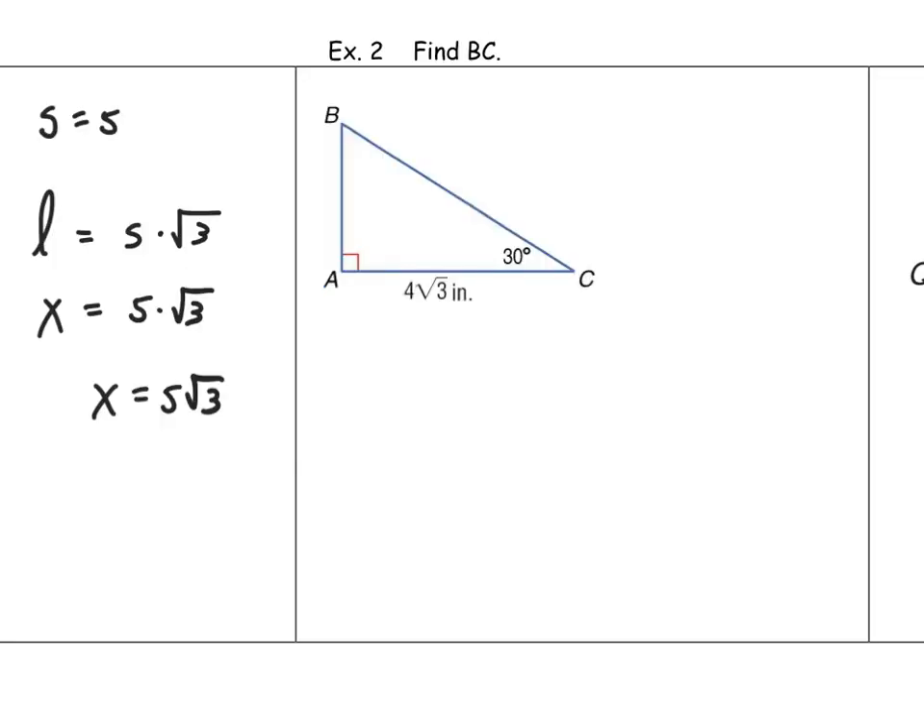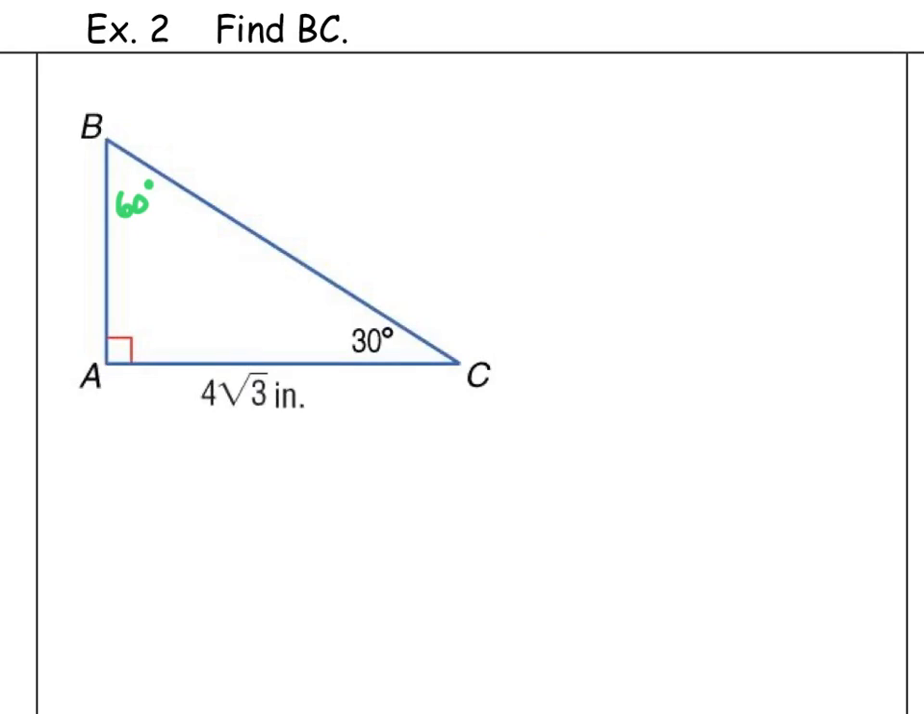Looking at example number 2, I have a 30-degree angle, so that means that angle B is going to be my 60-degree angle. And I notice in this problem that they give me the side opposite of that 60-degree angle.